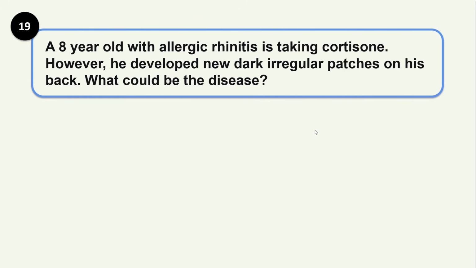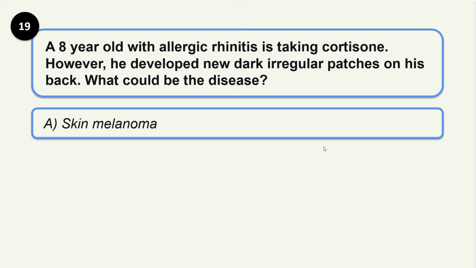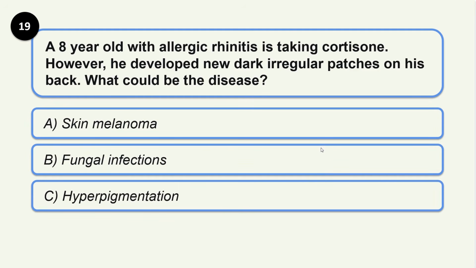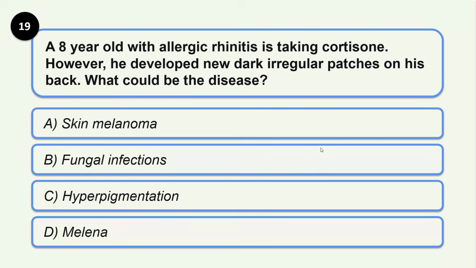An 8-year-old with allergic rhinitis is taking corticosteroids, which are intranasal inhalers such as fluticasone. However, he developed new dark, irregular patches on his back. What could be the disease? A. Skin melanoma. B. Fungal infections. C. Hyperpigmentations. D. Melena.